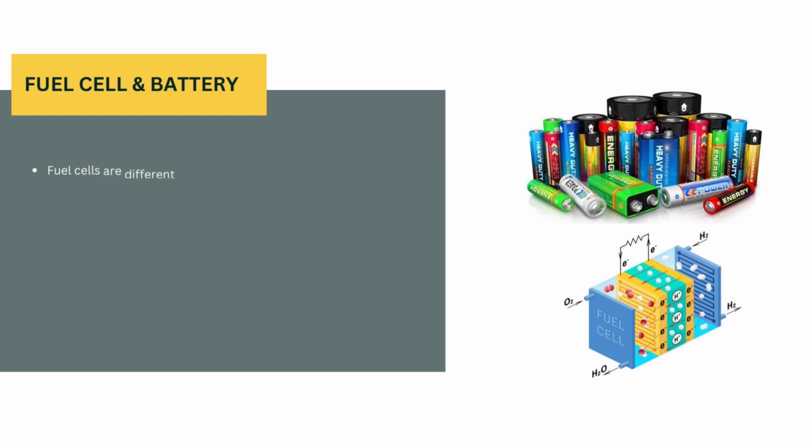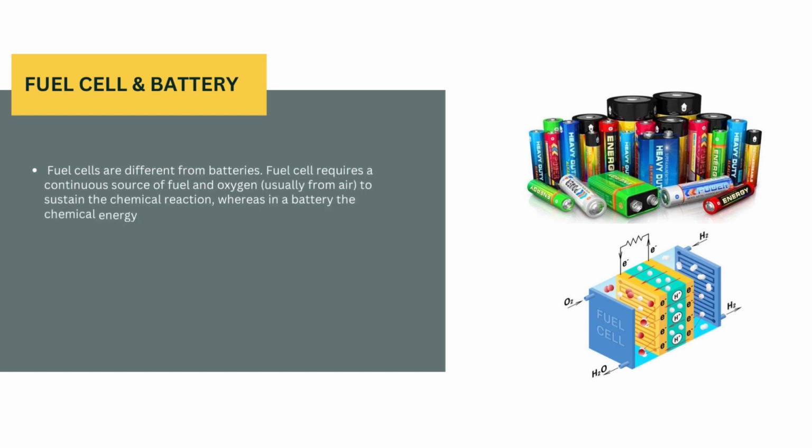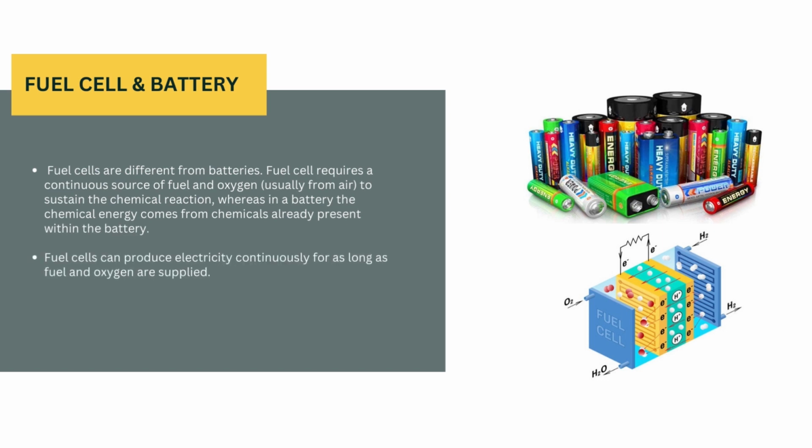Generally, students have confusion regarding the basic difference between the fuel cell and the battery. The fuel cell is different from a battery. A fuel cell requires a continuous source of fuel and oxygen to sustain the chemical reaction, whereas in the battery, chemical energy comes from the chemicals already present within the battery. A fuel cell produces electricity continuously as long as fuel and oxygen are supplied.